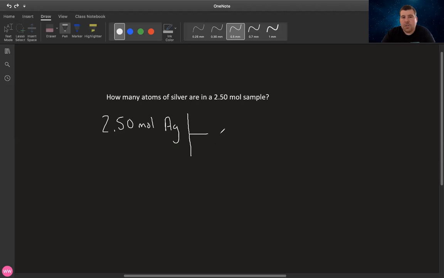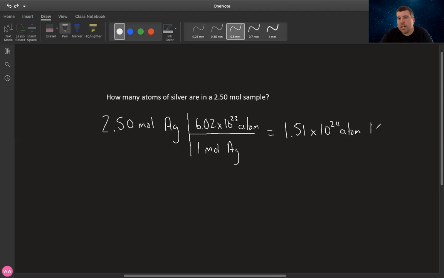I like to do my dimensional analysis with a bar and bracket. You can do it however you want. But we know that in a 1 mole sample of silver, I would have 6.02 times 10 to the 23rd, specifically atoms. So that's what we're going to use as our unit. The particle we're dealing with is the atom. We do this multiplication, specifically just a multiplication, and we find that we have a sample containing 1.51 times 10 to the 24th atoms of silver, Ag. So that's going to be our answer there.